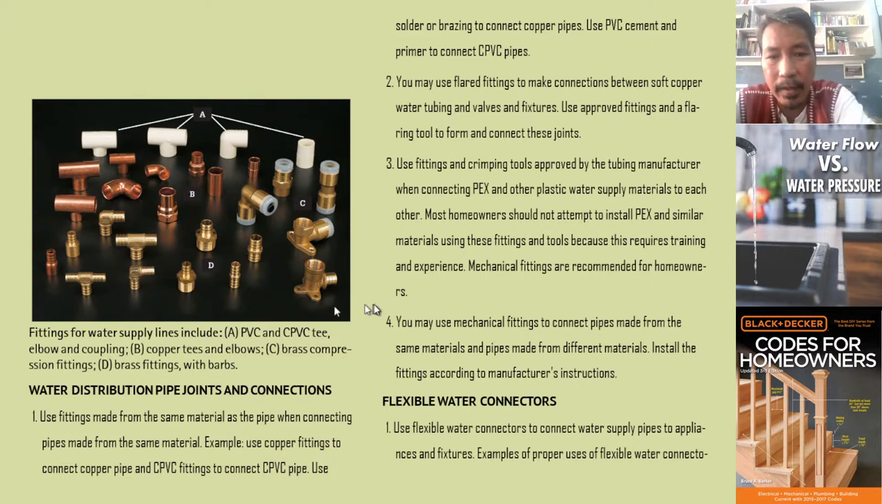Okay. So water distribution pipe joints and connections. Use fittings made from the same material as the pipe when connecting pipes made from the same material. It is better to use uniformly the same material so that we don't have problems in material reaction. Some materials will react to another material, particularly metals. Metals react to other metals, particularly in the presence of water and oxygen. So that's why we need a uniform use of material, if possible.